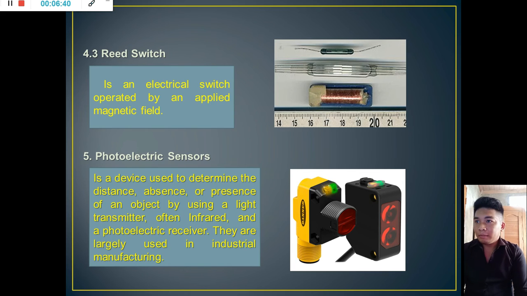The photoelectric sensors are devices used to determine the distance, absence, or presence of an object by using a light transmitter, often infrared, and a photoelectric receiver. They are largely used in industrial manufacturing, so it can also detect the color, the dynamic, the distance, and a lot more.